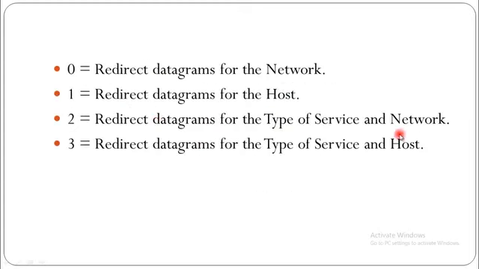The second one is the redirect datagram for type of service and network, and the third one is the redirect datagram for the type of service and the host. So networks that qualify for ICMP redirects are inefficient. This inefficiency stems from several reasons.